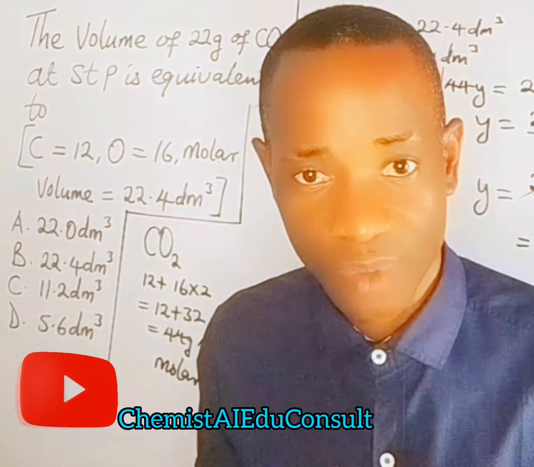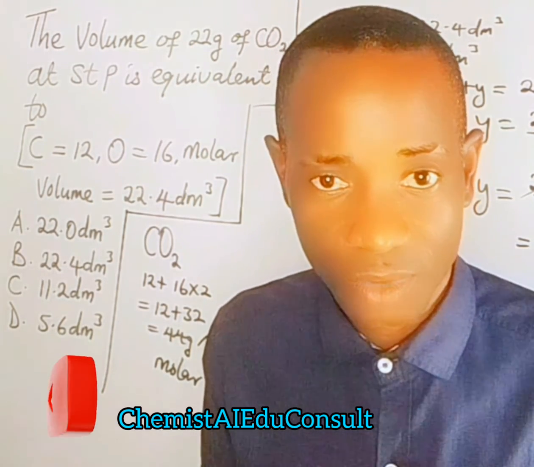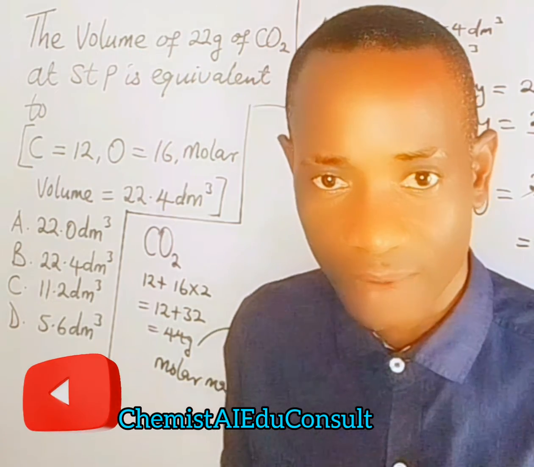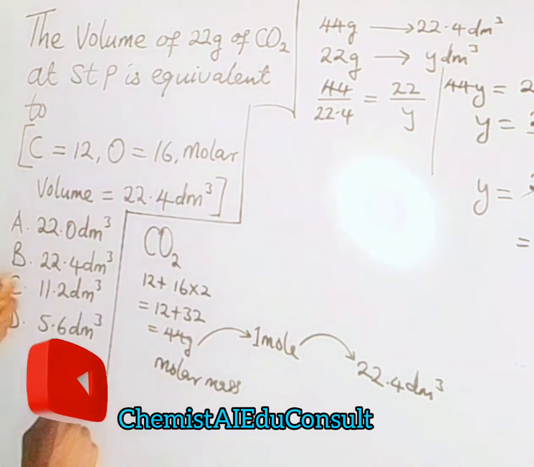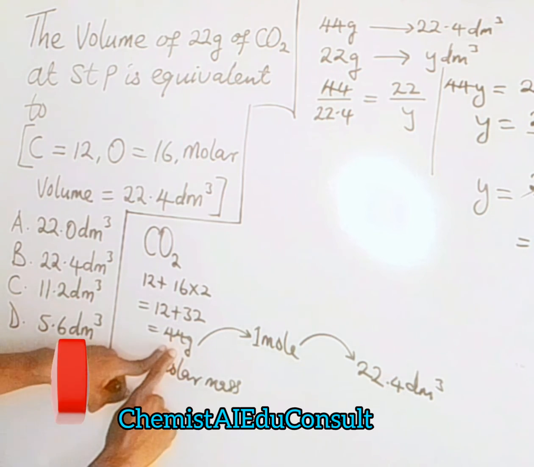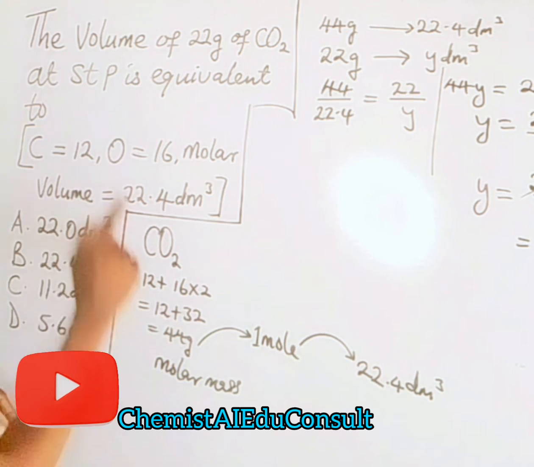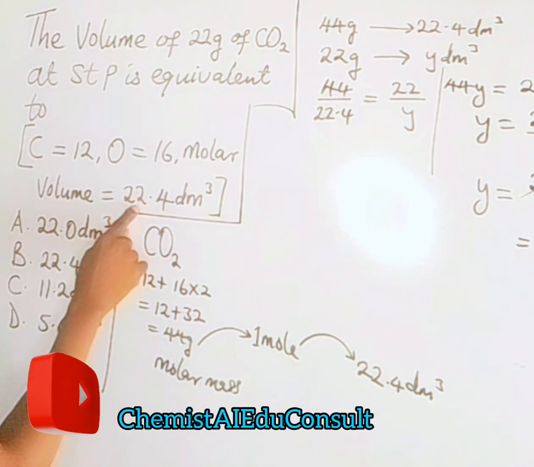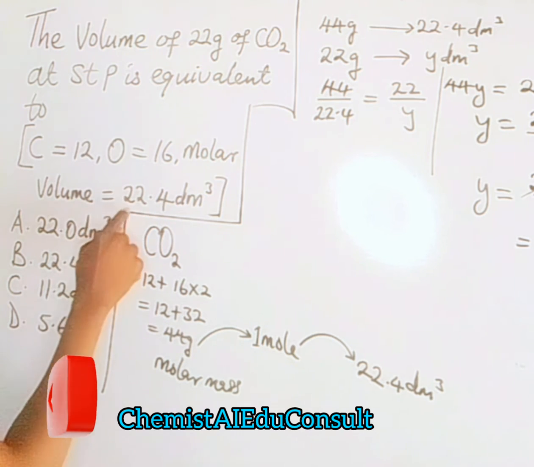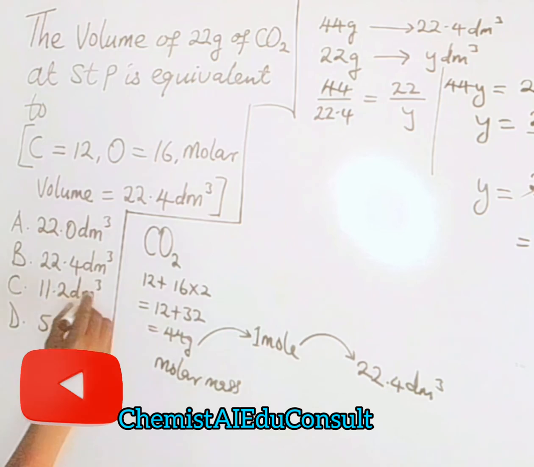But assuming you are in exam hall and this is OBJ, you can use common sense to find the volume. How? This is 22 grams, and this is the formula mass. The formula mass is double of 22. Therefore, any volume that this 22 will occupy is going to be half of this molar volume, which is 11.2. So our answer is C.